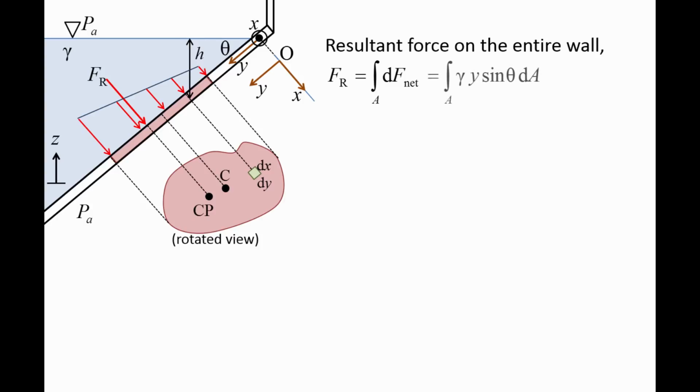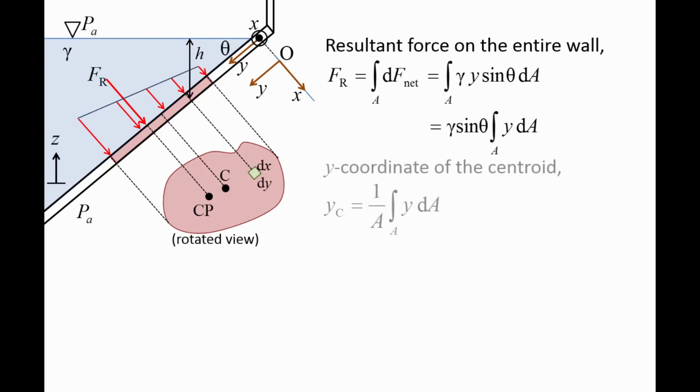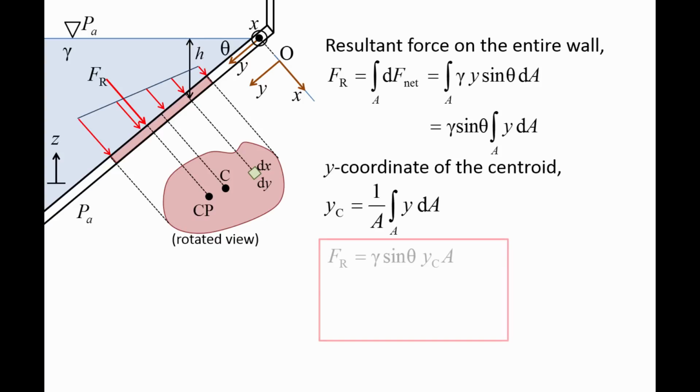We plug in the expression for dF net and pull gamma sine theta out of the integral because they are constant. The integral of y dA can be simplified if we recall the definition of a centroid. The y-coordinate of the centroid, yc, is the integral of y dA integrated over the entire surface divided by the entire surface area A. We now have an expression for the resultant force Fr. Fr is equal to gamma times sine theta times yc times the area.